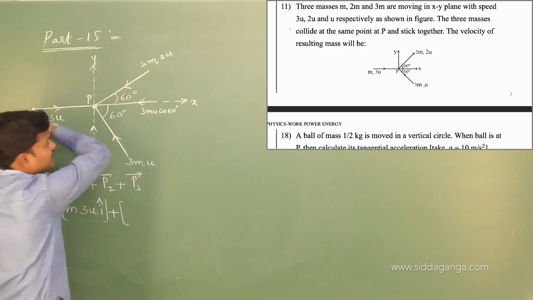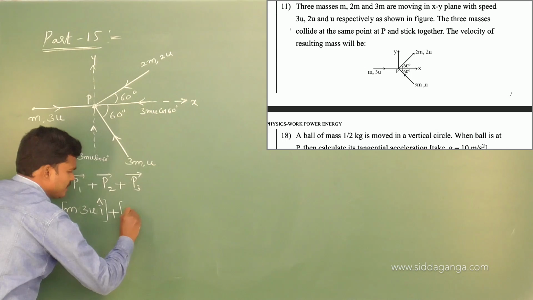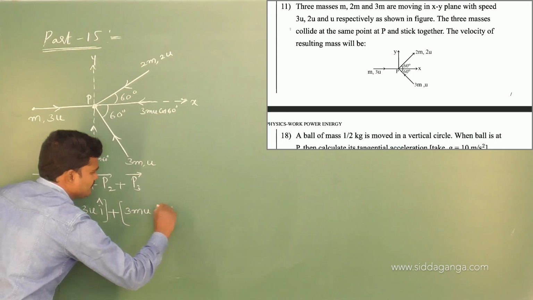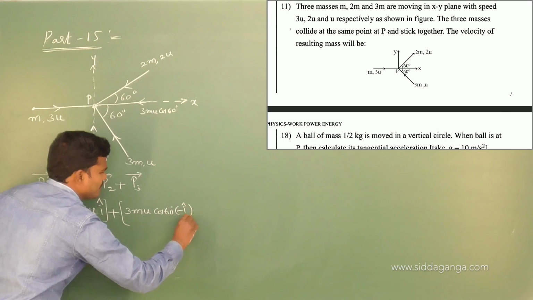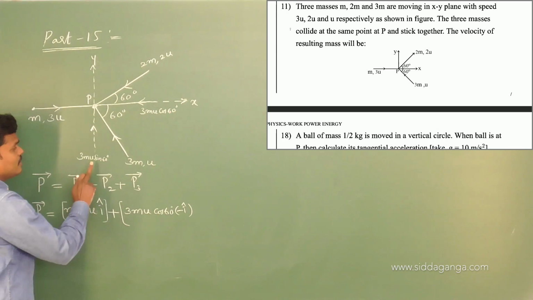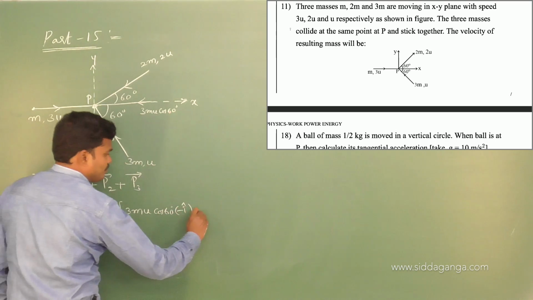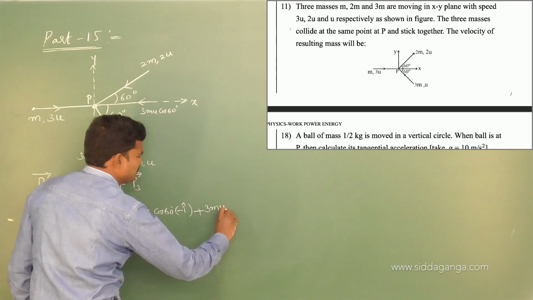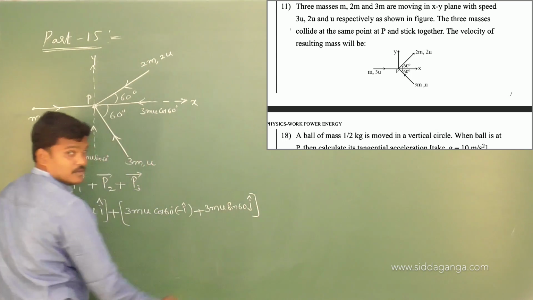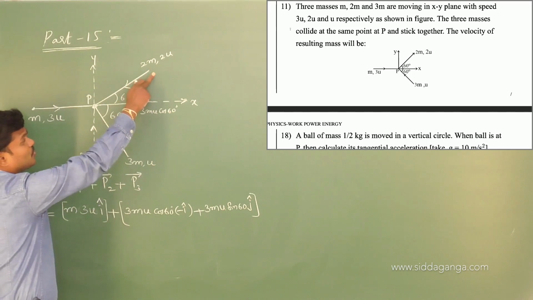So one is 3mu cos 60 on the left side, and 3mu sin 60 upward. 3mu cos 60 left means negative x-axis. So let me write: 3mu cos 60 left side, so minus i cap. Left side is minus i cap. This one is moving upward. Upward is nothing but plus j cap, so plus 3mu sin 60 j cap. And see, we also resolve 2m into 2u into some components.